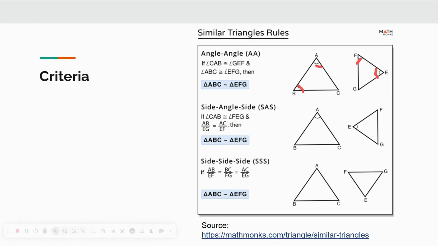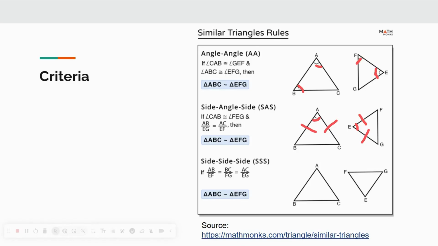Next we have the side-angle-side criteria or rule. If two sides are in proportion, so that's AB and EG, and then AC and EF, and the included angles, which is the angle in between, so that's A and E, are congruent, then we can say they're similar. And lastly, if all three corresponding sides are in proportion, then we can say it's similar.